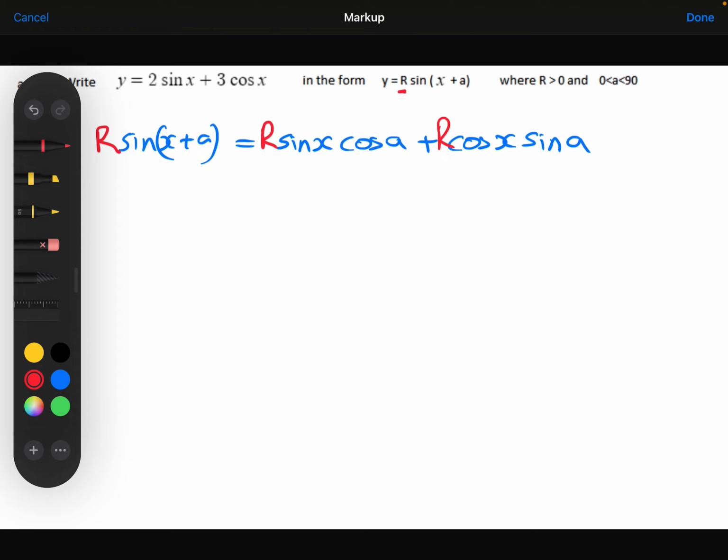Right, let's compare this to the original question, which was 2 sine x plus 3 cos x. I can see I've got a sine x here and a sine x here. So for these to be the same, my r cos a would have to equal 2.